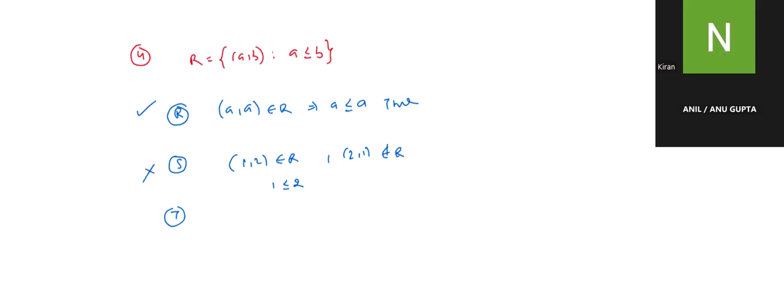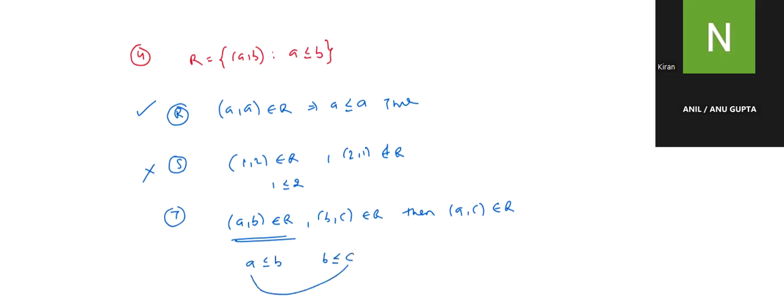Next, transitive. Let's take one ordered pair: if (a, b) belongs to R, then for transitivity (a, c) must also belong to R. Writing it in words: (a, b) belongs to R means a is less than or equal to b. Then (b, c) belongs to R means b is less than or equal to c. So a will always be less than or equal to c. That means (a, c) belongs to R.